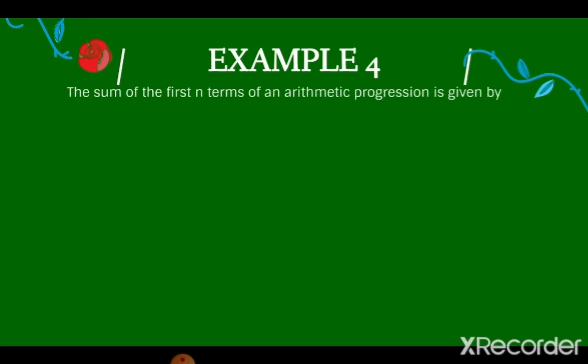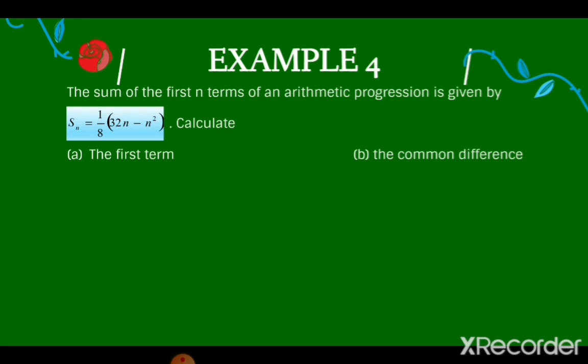Example 4. The sum of the first n terms of an arithmetic progression is given by Sn equals 1 over 8 times (32n minus n squared). Calculate the first term and the common difference. In this question, you are given the sum of terms, but the formula is quite different from the basic one. It is stated that Sn is 1 over 8 times (32n minus n squared).